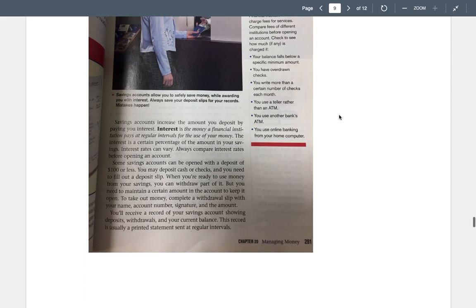On the next page here. Right somewhere in here.